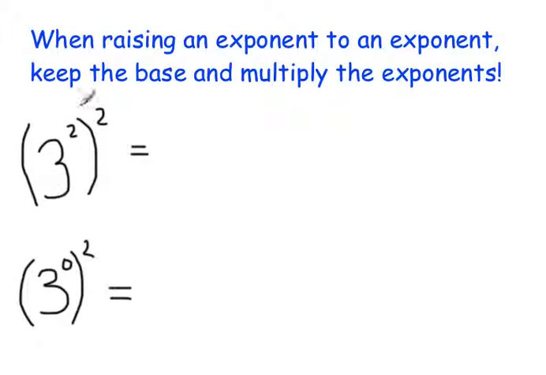3 squared raised to the 2nd power. We multiply our exponents and get 4. So our problem is 3 to the 4. The answer in exponential form is 3 to the 4. In standard form, however, 3 to the 4th is 81.